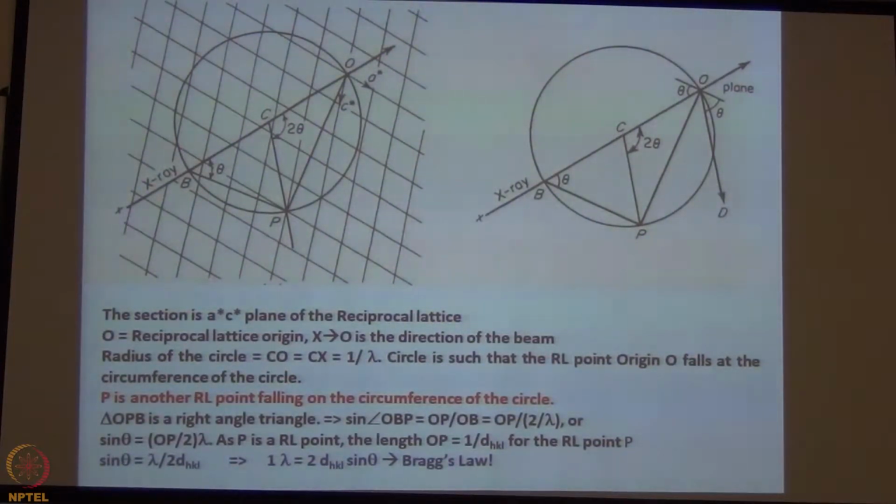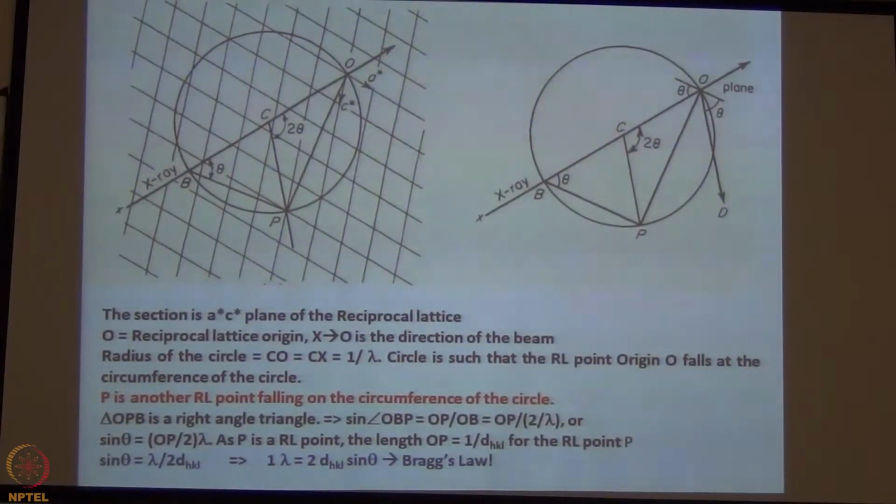Now, when I have drawn such a circle with the reciprocal lattice origin here, we see that some points, like this point P, fall on the circumference of the circle. Not all points fall on the circumference of the circle. Some points exactly meet the circumference, some points are very close to the circumference. This one is meeting, but not that or some other point.